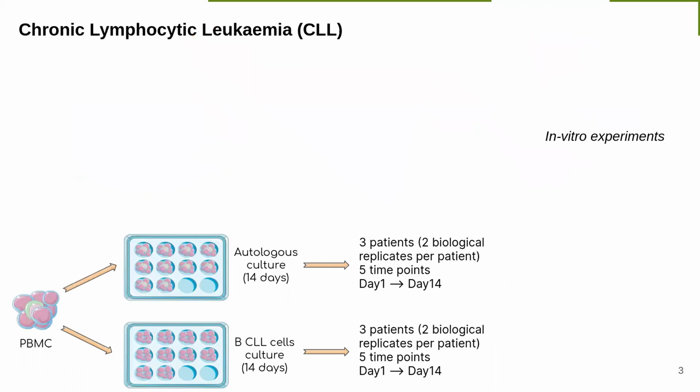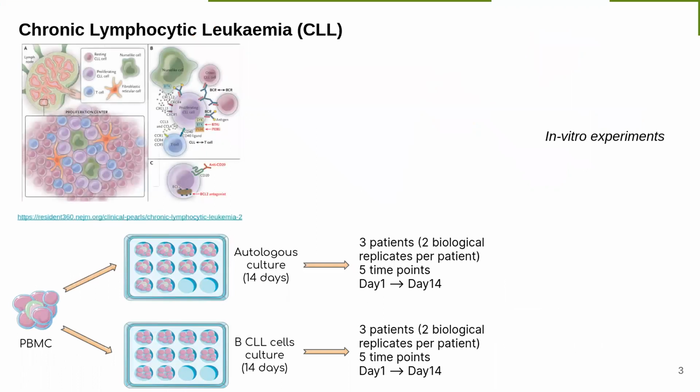So CLL is a slowly progressing cancer that starts from white blood cells in the bone marrow and extends into the blood. This disease is characterized by an increased production of mature but dysfunctional B lymphocytes. CLL emits cytokines that turn monocytes into NLCs and are attracted by NLCs.